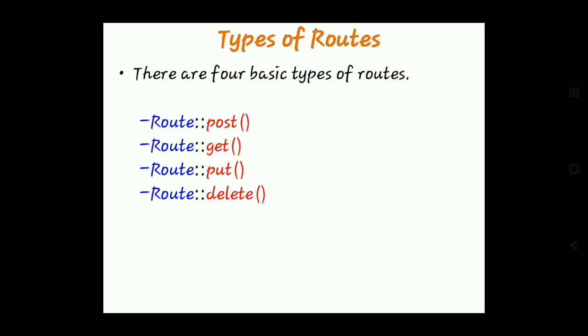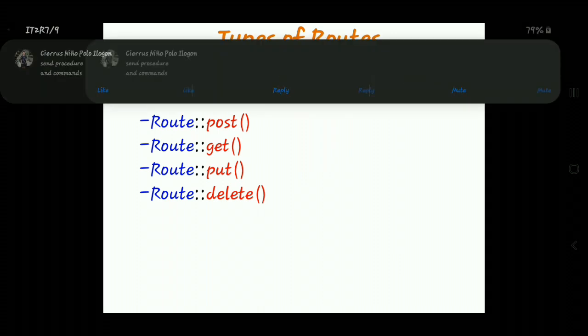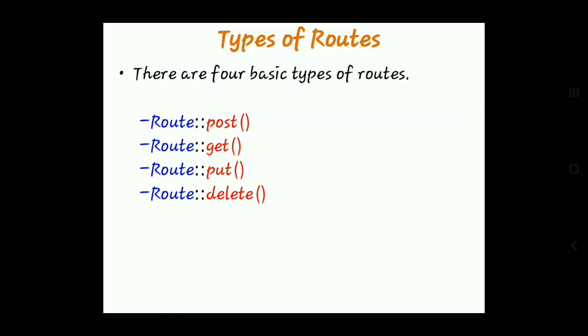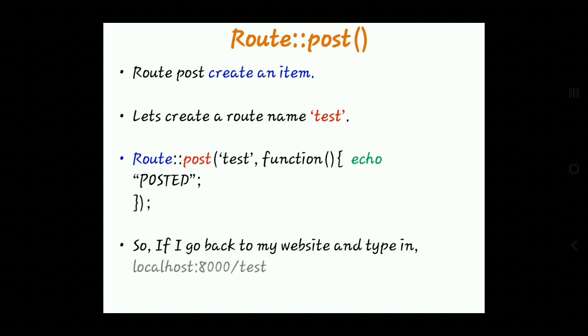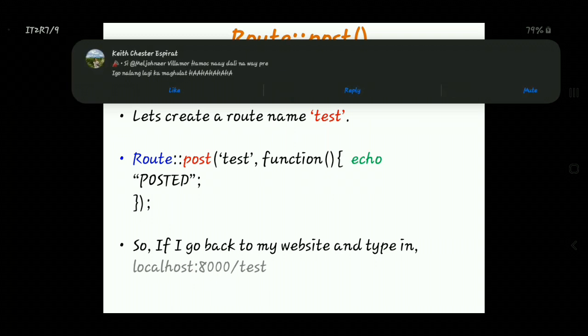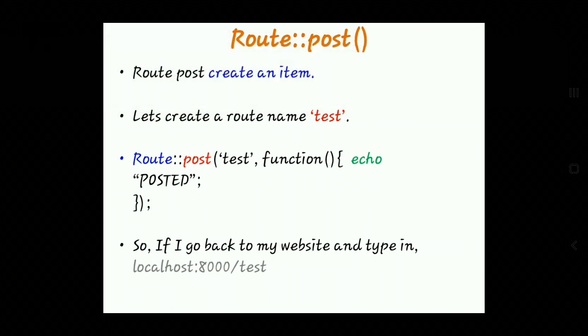There are four types of basic routes. First are Route post, Route get, Route put, and Route delete. Route post creates an item, for example, create an item test. If we create this, it will just output posted in our URL, since that's what we echo.